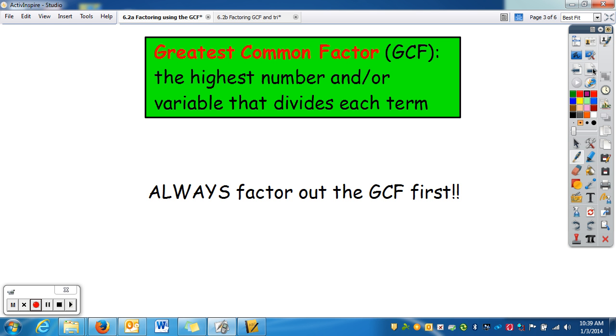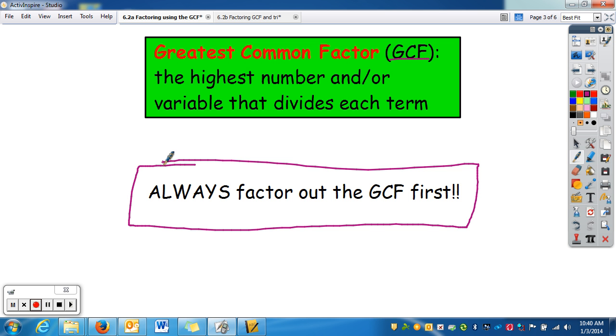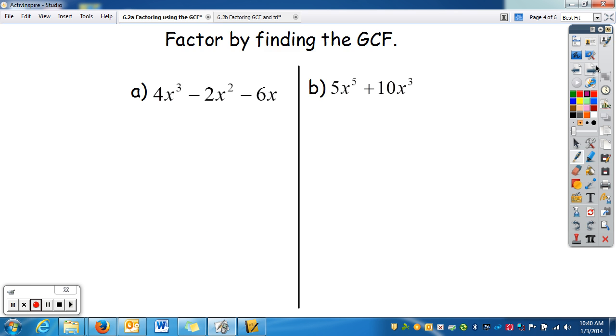So the greatest common factor, the GCF, you did this with numbers to find the highest number that divides, or variable that divides, each term. Now the reason why we're starting with this is it's always the first step in factoring. We're always going to find the GCF, what divides all the terms, every term in our polynomial. So let's do some examples. So we're going to factor by finding the GCF. What you need to look at is what divides every term in the polynomial.